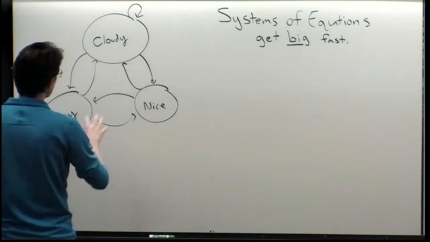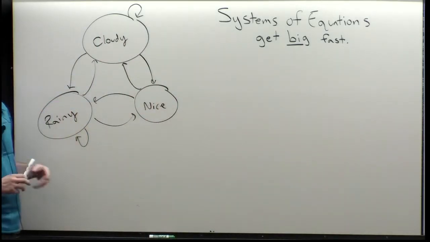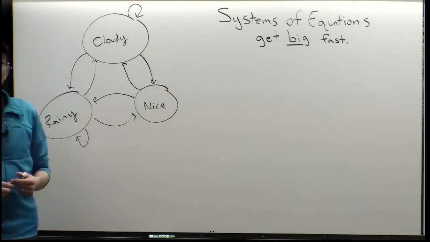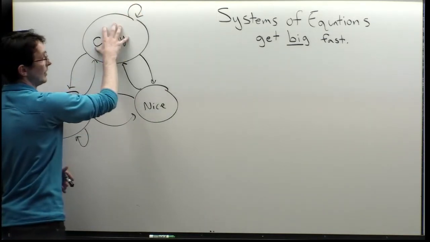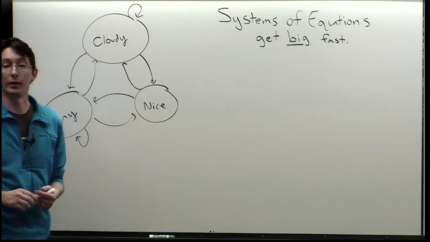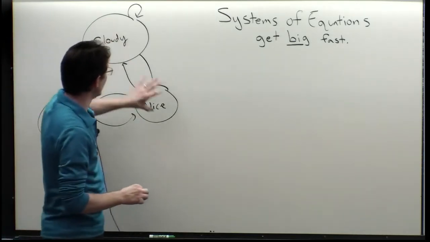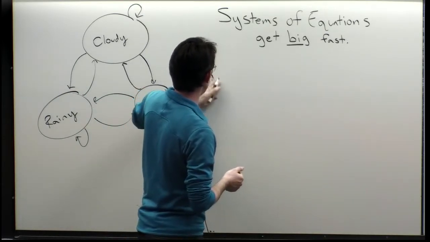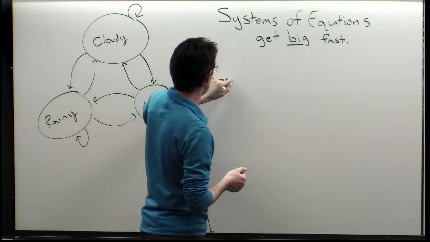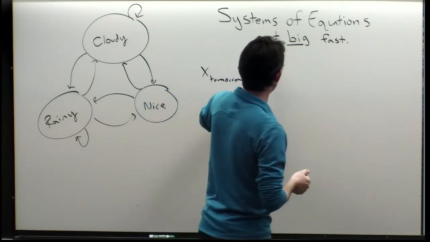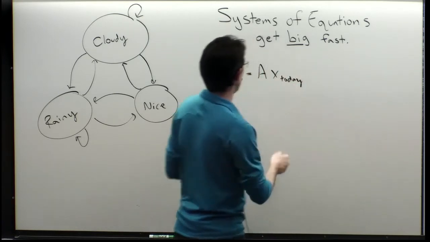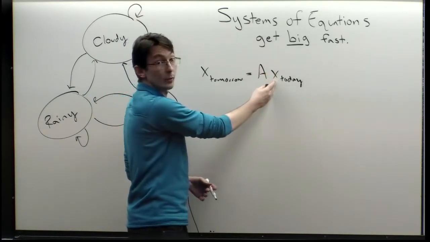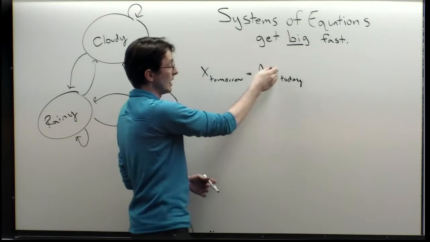One example is this weather model that we've seen before. I have some probability that today it's cloudy, nice, or rainy, and there's some probability connecting, if it's cloudy today, what the weather will be like tomorrow, and so on and so forth. We found that we can write this down as a simple 3x3 system of equations: x tomorrow equals A times x today, where A is a 3x3 matrix and x is a state vector that tells me the probability that it's rainy, nice, or cloudy.